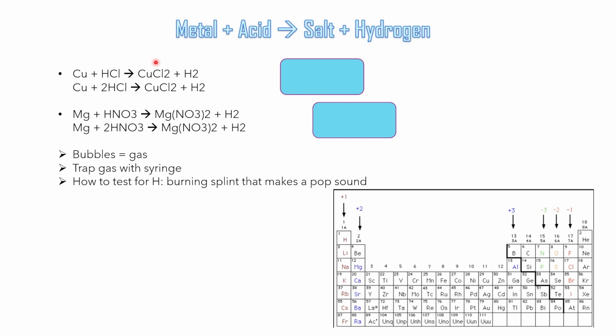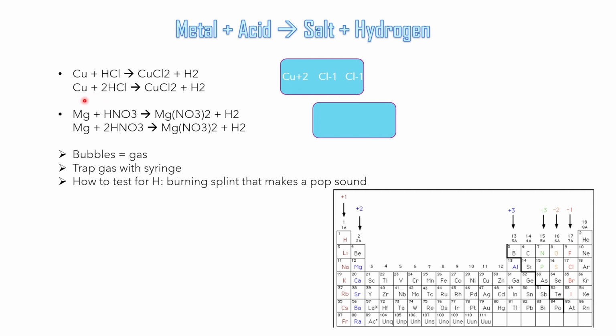CuCl2, which is copper chloride, is the salt, and this is just hydrogen. However, this equation isn't balanced, so you need to balance it. If you take a look, Cu is plus 2 on the periodic table, and Cl is minus 1. So you need two Cl's to make it minus 2, and they cancel out, thus you balance.